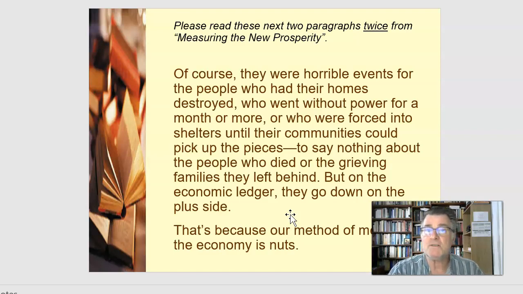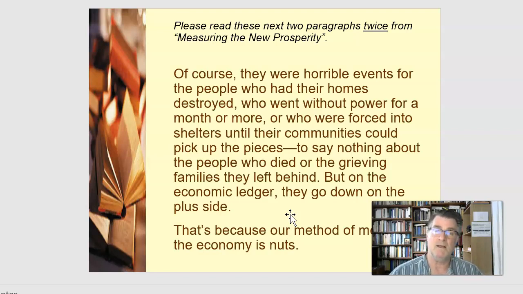Okay, it says, of course, they were horrible events for the people who had their homes destroyed, who went without power for a month or more, or were forced into shelters until their communities could pick up the pieces, to say nothing of the people who died or the grieving families they left behind. But on the economic ledger, they go down on the plus side. That's because our method of measuring the economy is nuts.